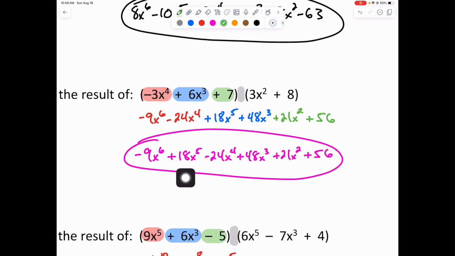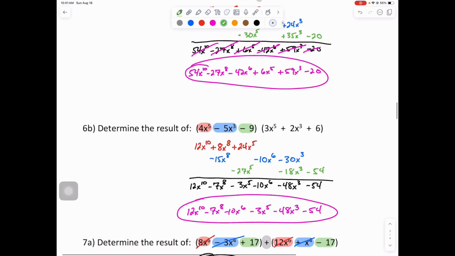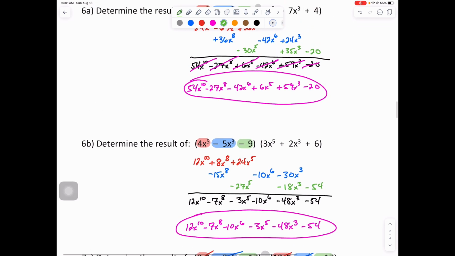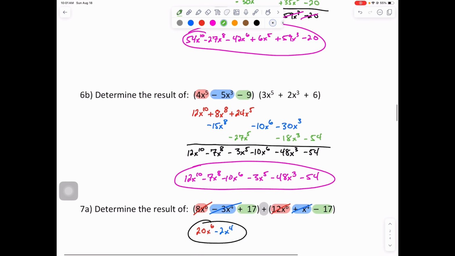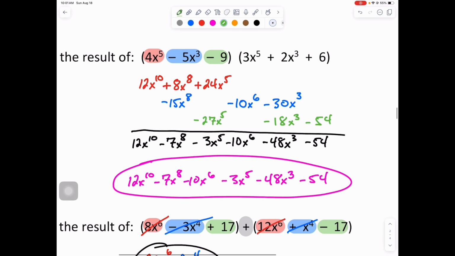So negative 9x to the 6th plus 18x to the 5th minus 24x to the 4th plus 48x cubed plus 21x squared plus 56. Moving forward to 6b. All right, I know some of these may have looked somewhat different in the reorganization, but I don't believe it did here. So if you go through it, your work should look somewhat similar. You may not do it like this. You may have dropped this up here, and that's okay too. But 12x to the 10th minus 7x to the 8th minus 10x to the 6th minus 3x to the 5th minus 48x cubed minus 54.